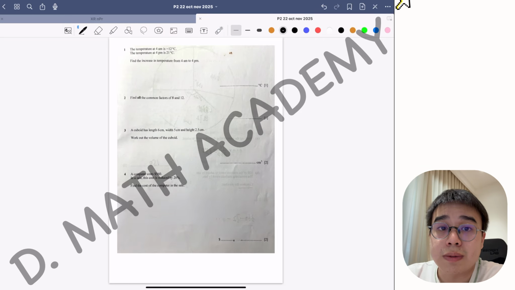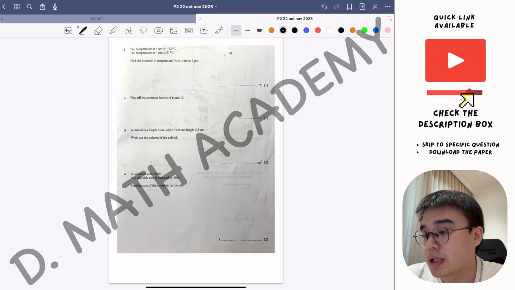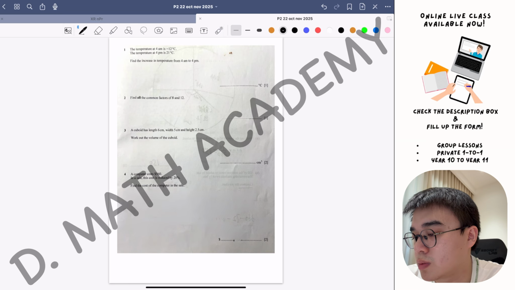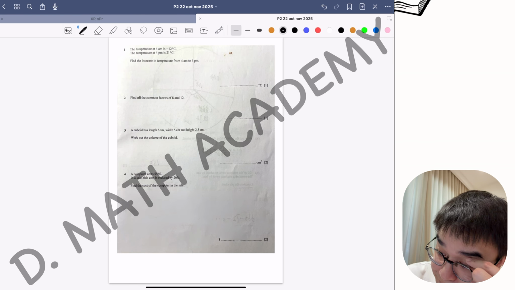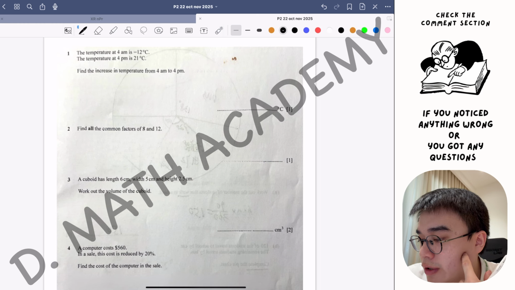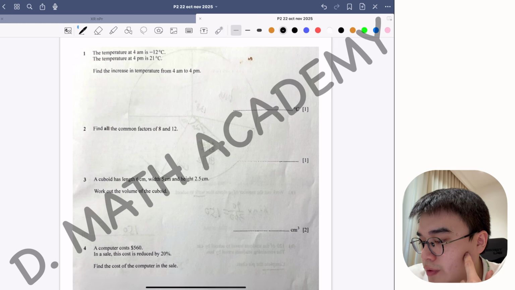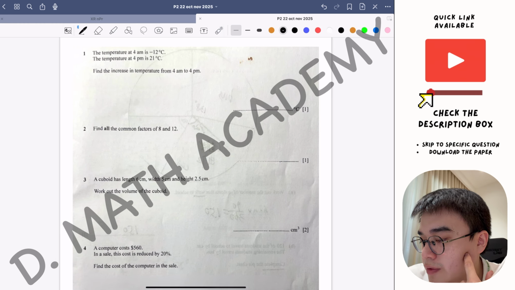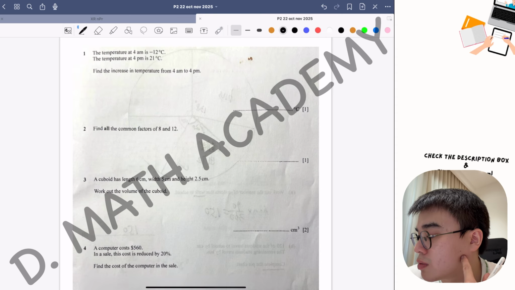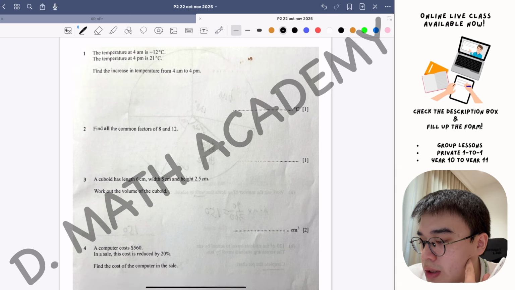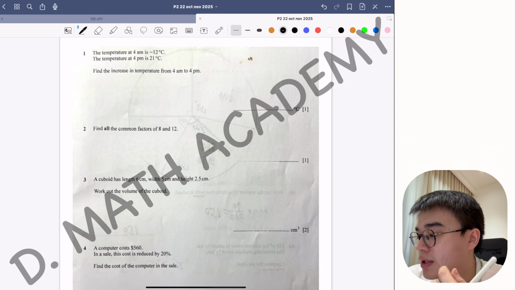So like all the paper 2 from last year onwards, you're not allowed to use a calculator at all. So let's just do it with what we have here. Okay, question 1. The temperature at 4 a.m. is -12 Celsius. Temperature at 4 is 21 Celsius. What's the increase in temperature? So this one is just 33 Celsius.